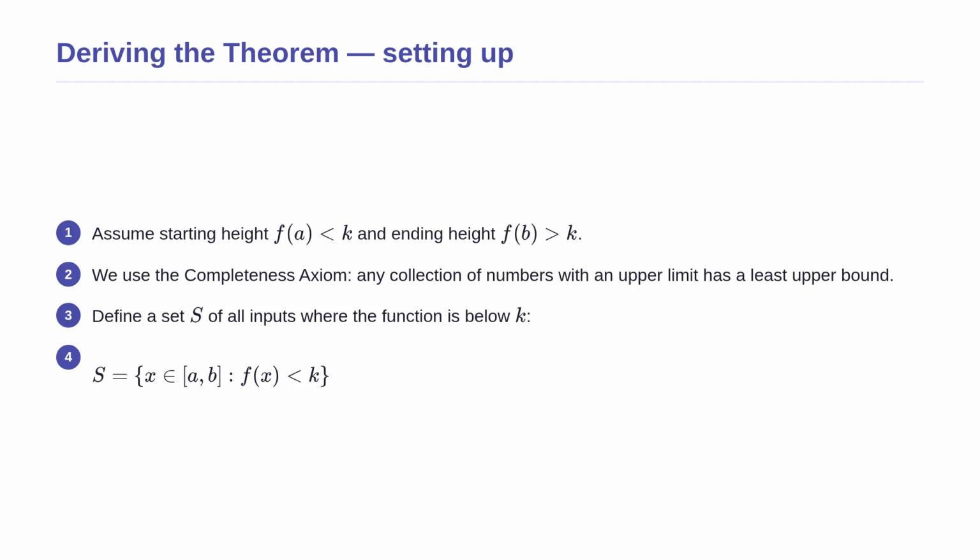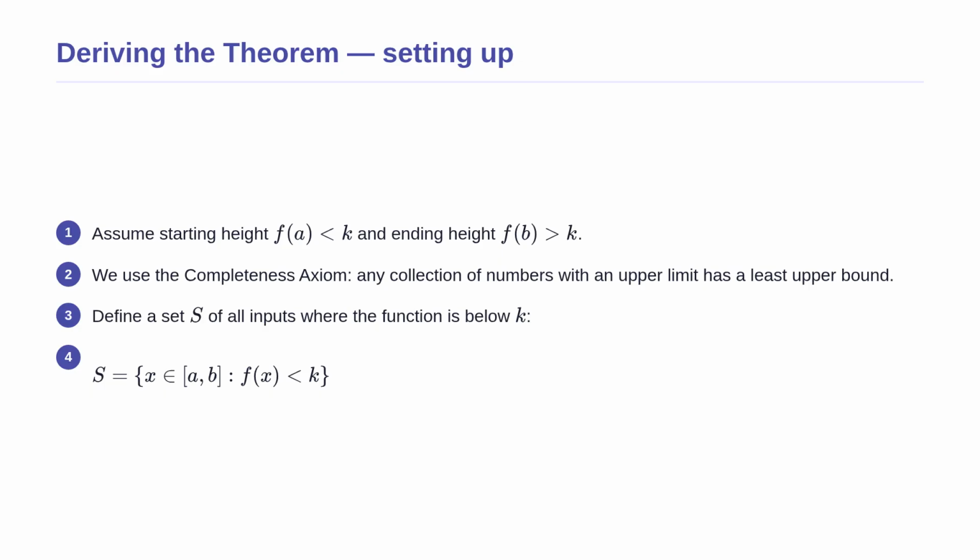Now that we have used this formula in multiple examples, let us understand where it comes from and prove it is an absolute mathematical certainty. We will assume our starting height is strictly less than our target and our ending height is strictly greater.